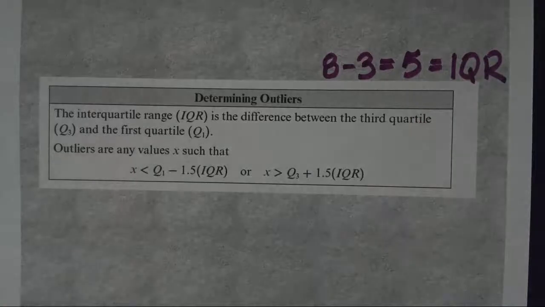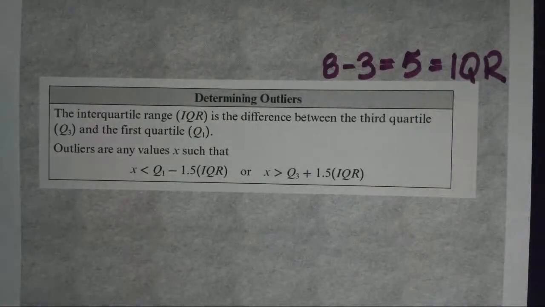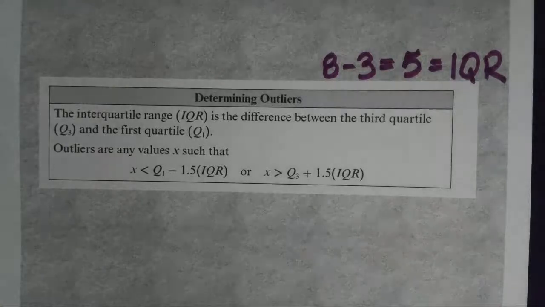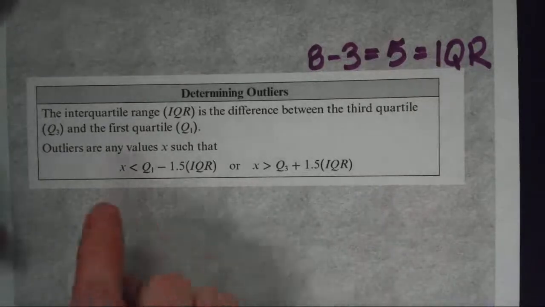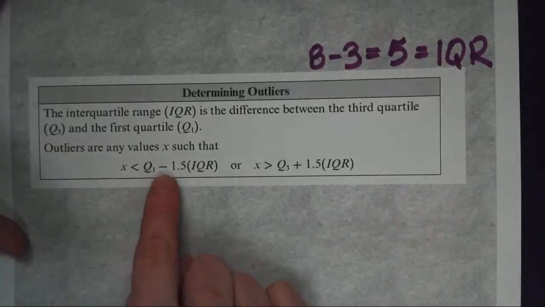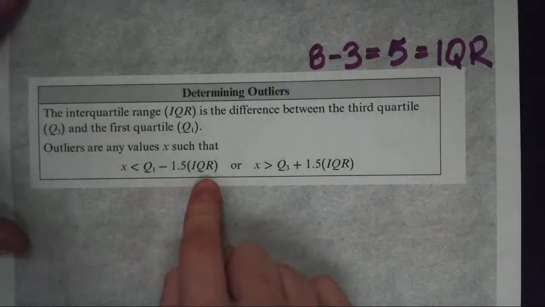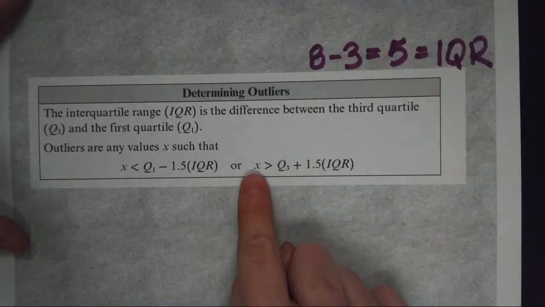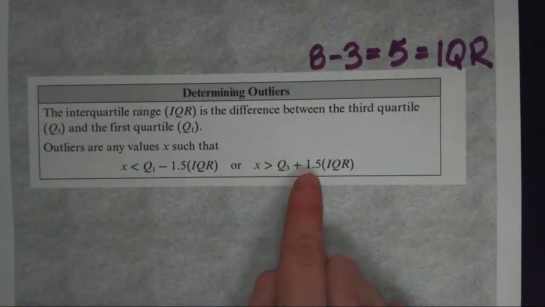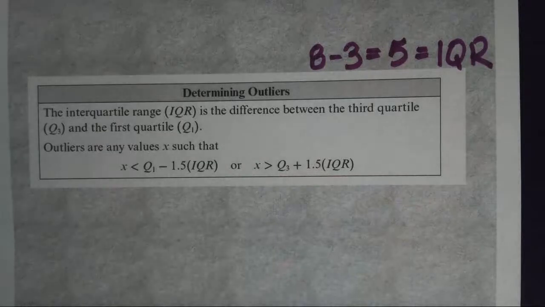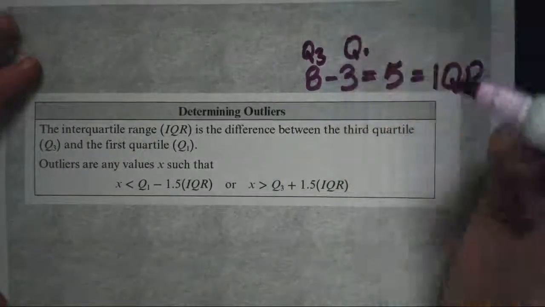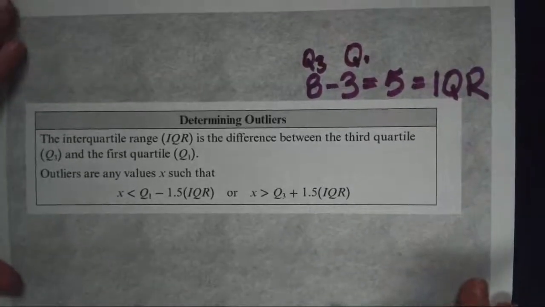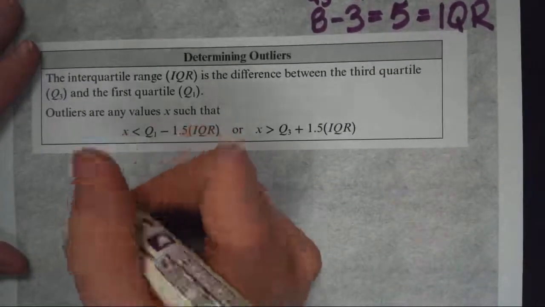The interquartile range is helpful when you're trying to find outliers, or to decide if some number is an outlier. And in order to do that, we use these formulas right here. Now, if a number is less than the first quartile minus 1.5 times the IQR, it's an outlier. Or if a number is greater than the third quartile plus 1.5 times the IQR, then it would be an outlier. So for example, in that last set of data, our third quartile was 8, our first quartile was 3, and then our IQR was 5. So if we wanted to figure out which numbers were outliers, we would use these two formulas.